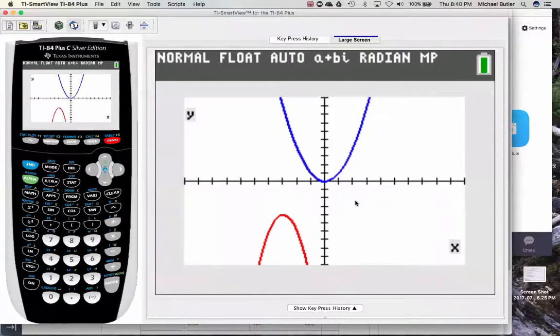Well, first it flipped it over and made it skinnier. And then it shifted it over 3 units to the left and down 4. So this point right here, we know is at -3, -4.